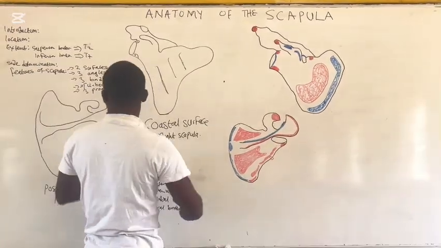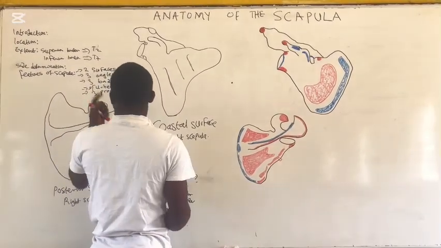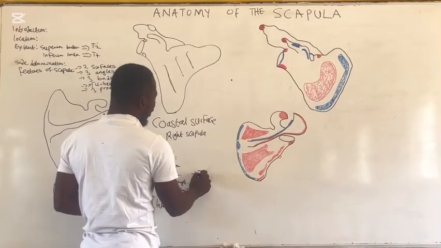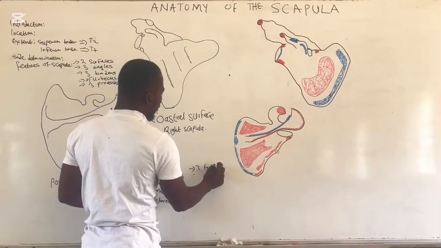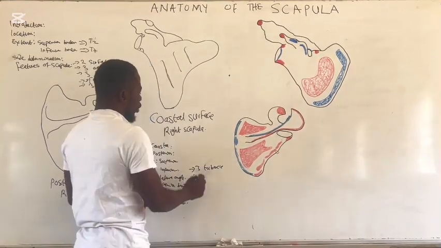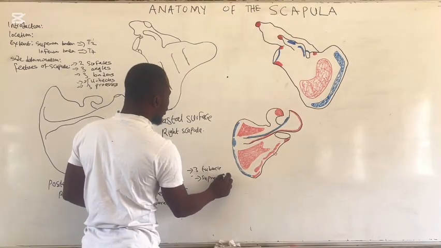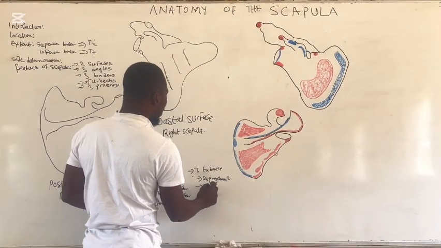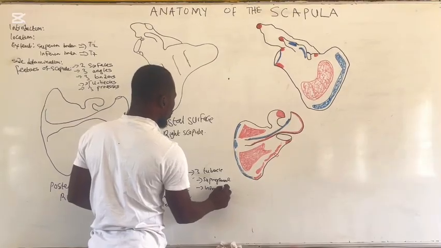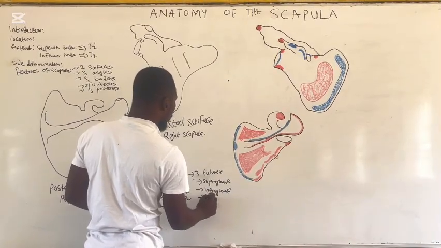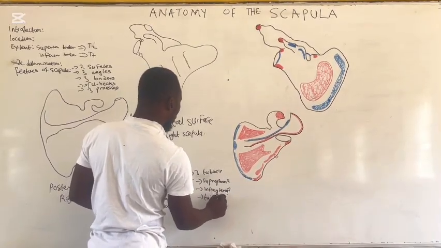The next is the tubercles of the scapula. Scapula has three tubercles, which are the supraglenoid tubercle, the infraglenoid tubercle, and the tubercle of the crest of the spine.